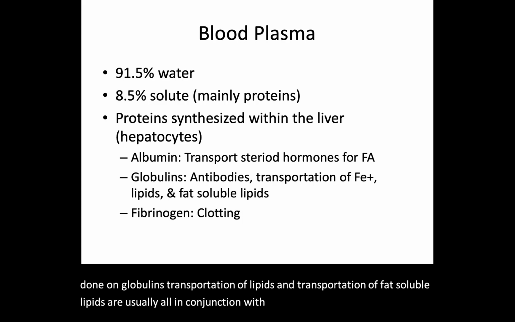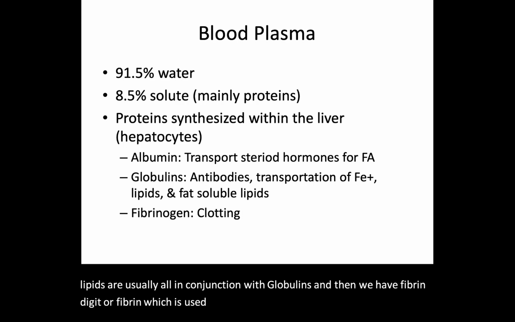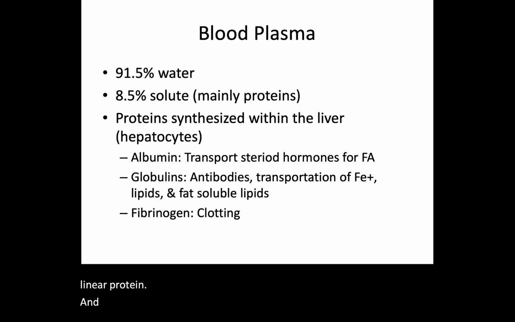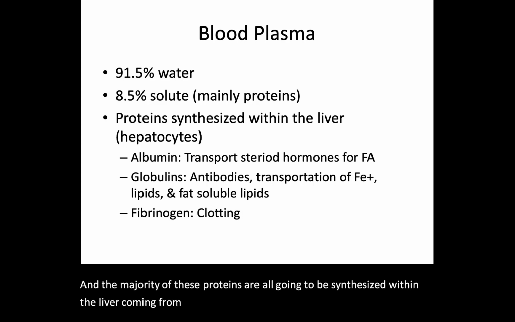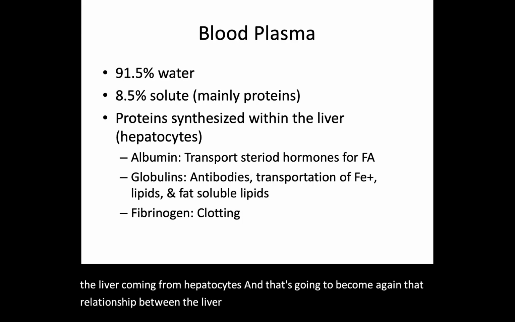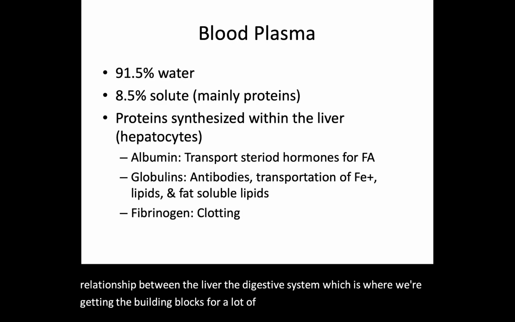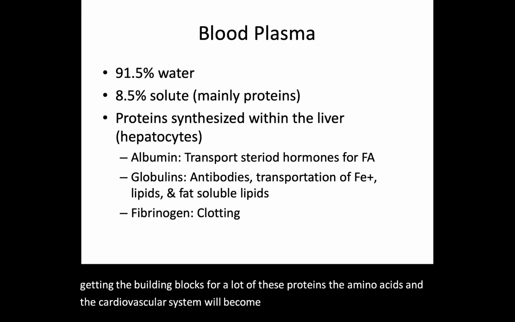And then we have fibrinogen, right, or fibrin, which is used in clotting. That is a protein. It is a linear protein. And the majority of these proteins are all going to be synthesized within the liver, coming from hepatocytes. And that's going to become, again, that relationship between the liver, the digestive system, which is where we're getting the building blocks for a lot of these proteins, the amino acids, and the cardiovascular system will become very apparent as we move through the semester.